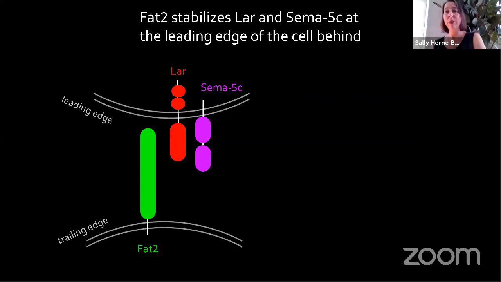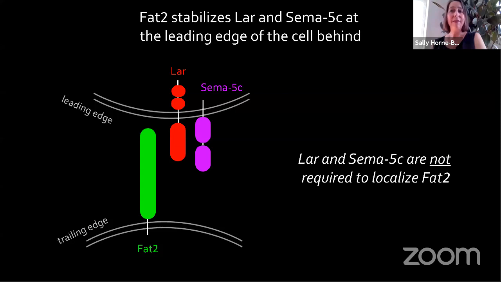We have no biochemistry at this point. But the other thing that I really need to tell you is that this relationship is not reciprocal. FAT2 is required to localize LAR and SEMA5C. LAR and SEMA5C are not required to localize FAT2. And this really has made us start to believe that FAT2 is the stable core of this signaling complex.